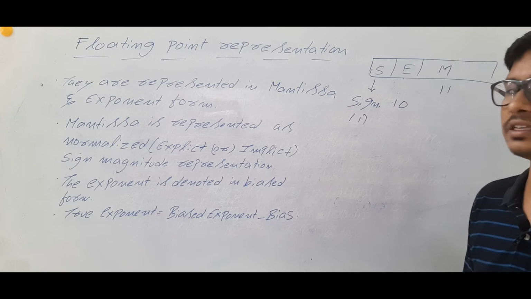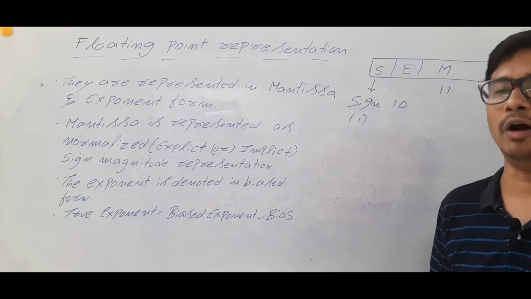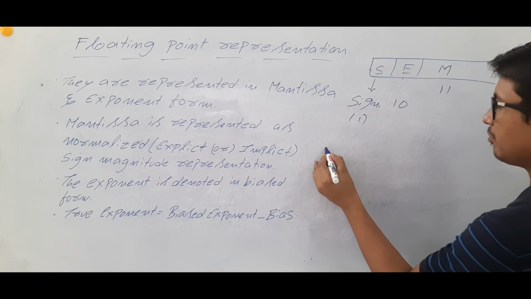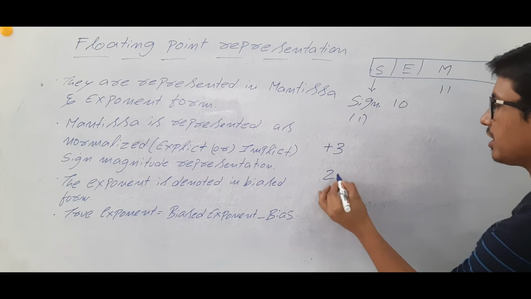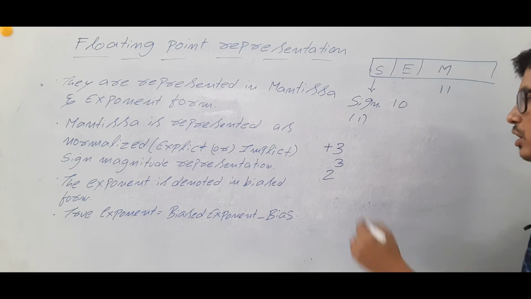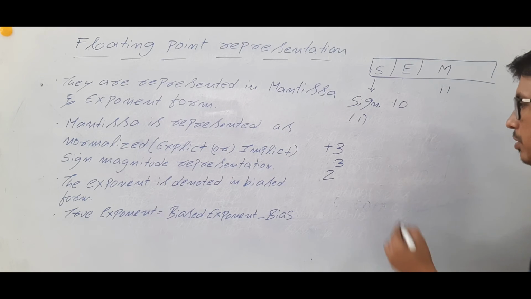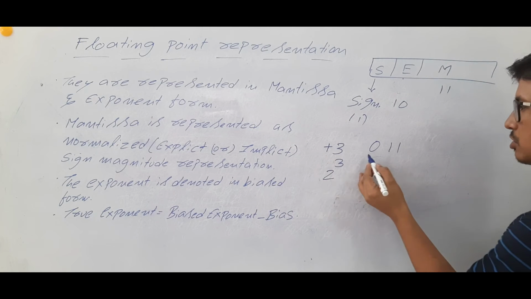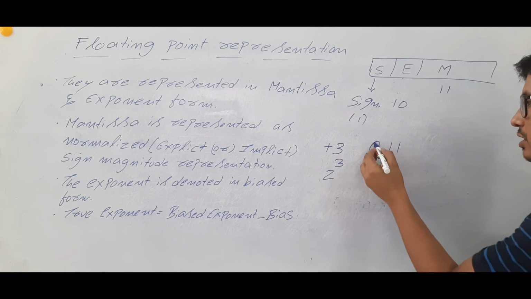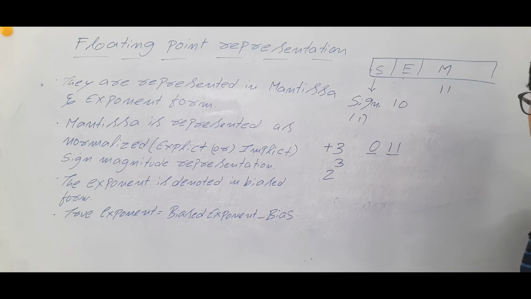Why they are saying this is that the exponent is usually represented in 2's complement form. Let's take that I want to represent plus 3 as my exponent, meaning somewhere I have 2 power 3. So now the exponent is 3. If I want to represent 3 in 2's complement, I just need to write 0, 1, 1, because as it is a positive number, I will have 0 in the sign bit, and 1, 1 for the 3. So this is the way we will represent plus 3.